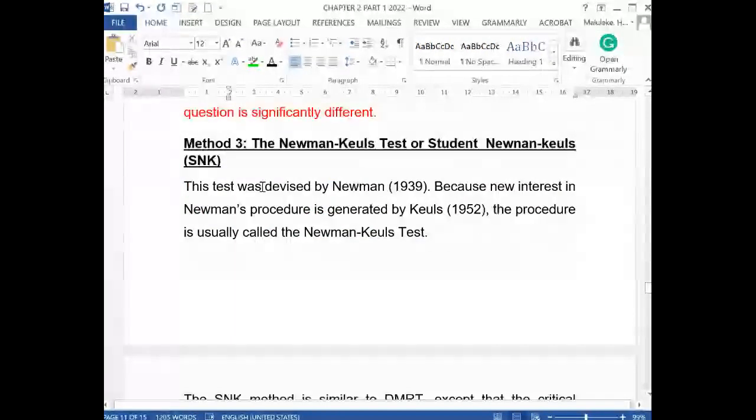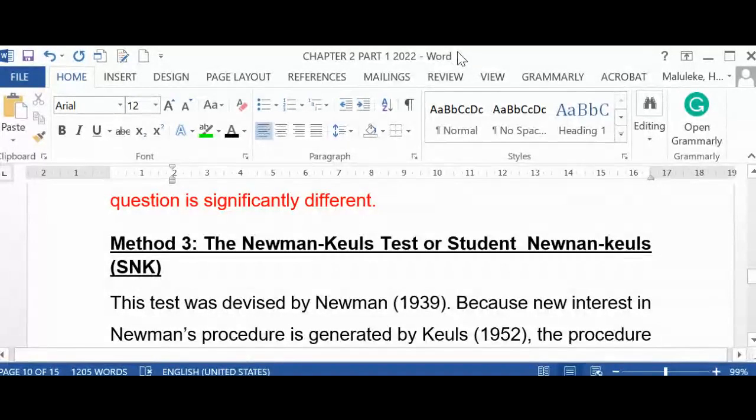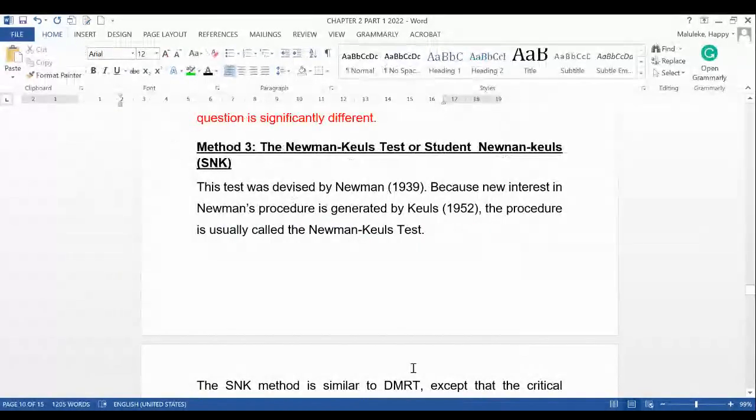So, Student Newman-Kels. I was accused that I was fast last week. I think it's Wednesday. Someone said he's tired, so I had to stop. So the third method is Newman-Kels, which was introduced by Newman in 1939, and Kels decided to adjust the formula. Now it's called the Newman-Kels test.